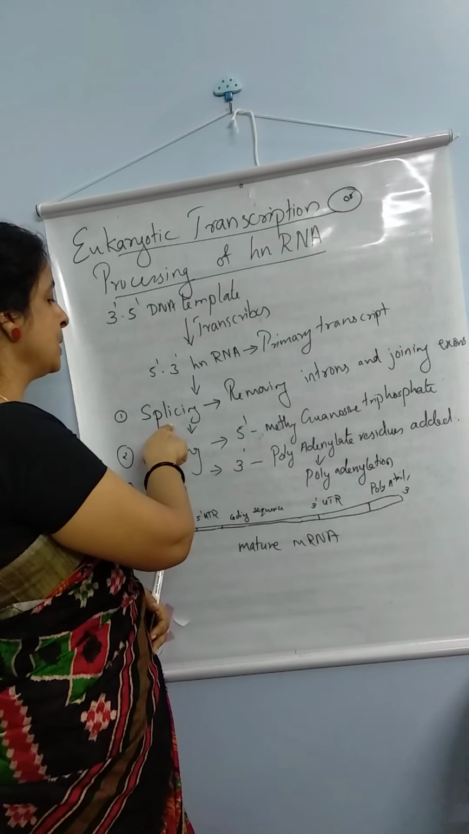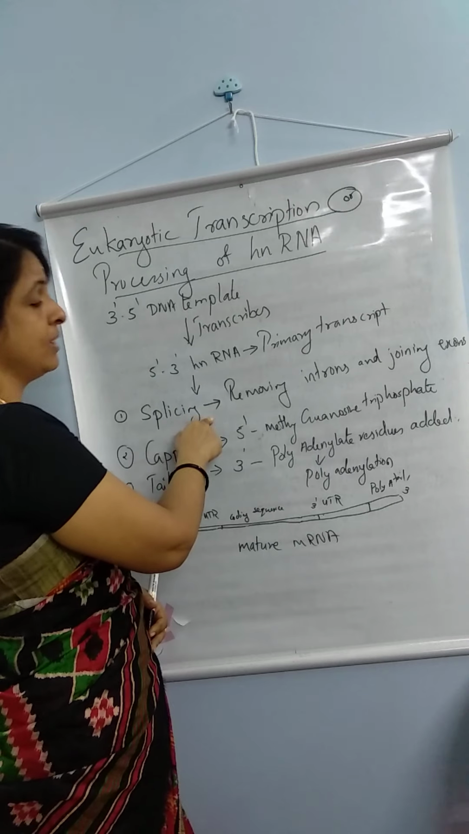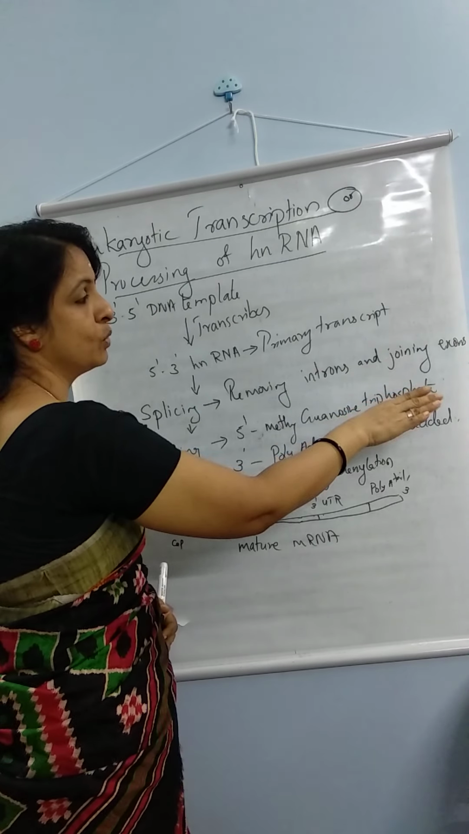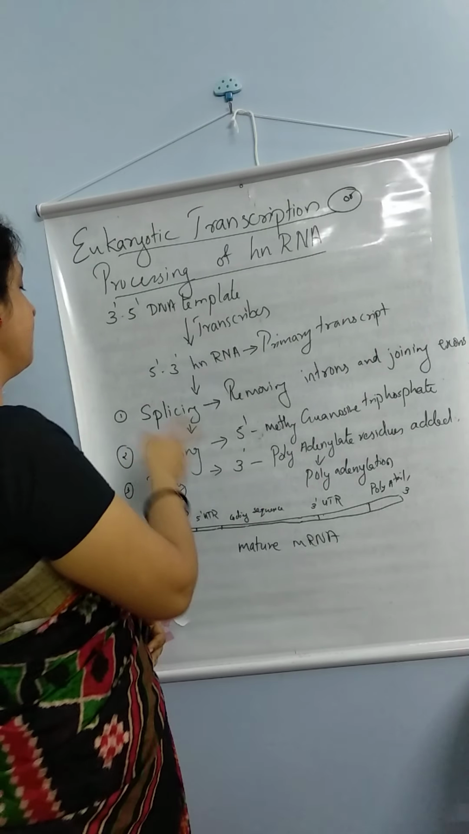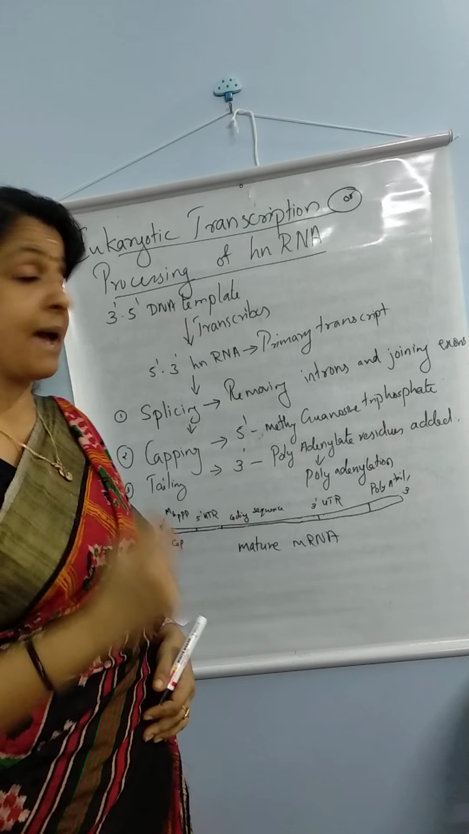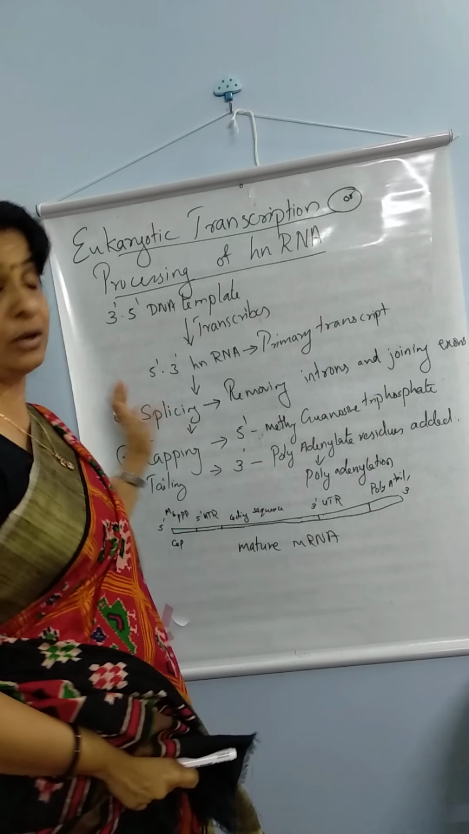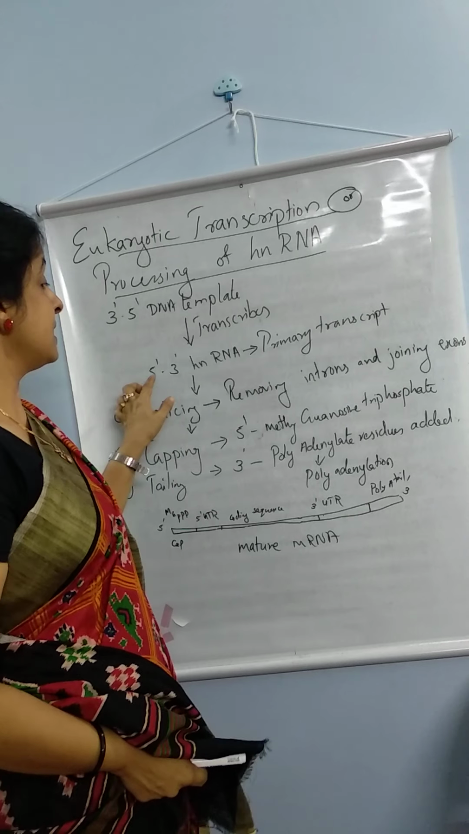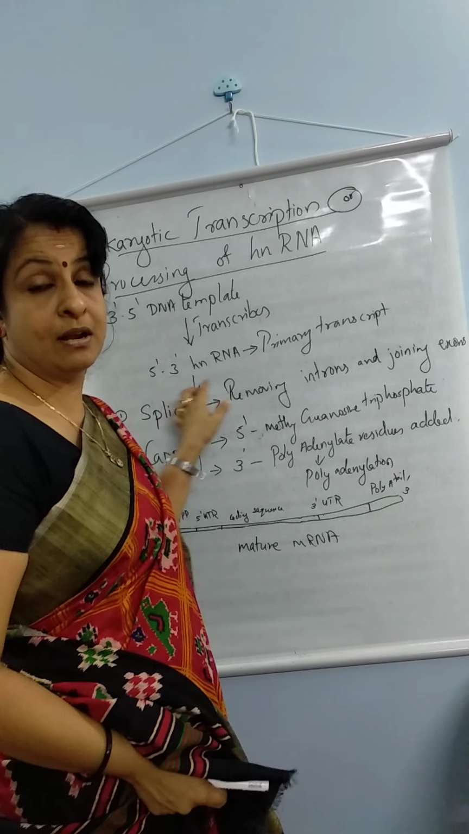First it undergoes splicing, during which the introns are removed and exons are joined. Then it undergoes what is called capping. During capping, what is done? We know that it's a 5'3' RNA.